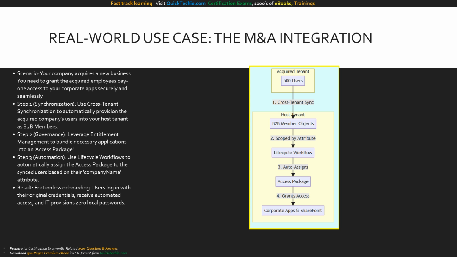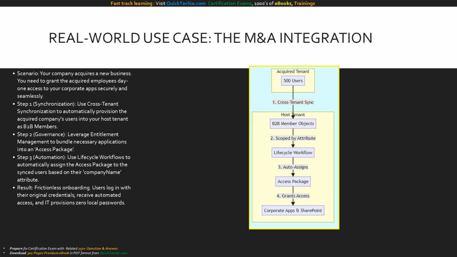Scenario: your organization just bought a 500-person startup. The CEO wants them accessing your internal tools on Monday. How do we do this without migrating their entire directory over the weekend? Step 1. We implement cross-tenant synchronization. This automatically provisions all 500 users from the acquired tenant into your host tenant.